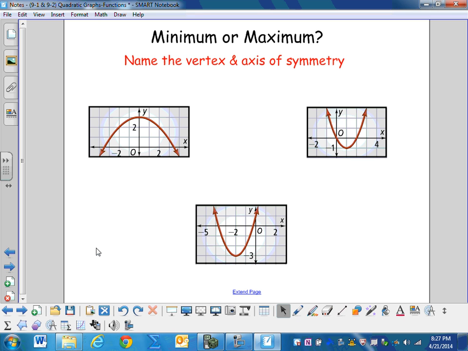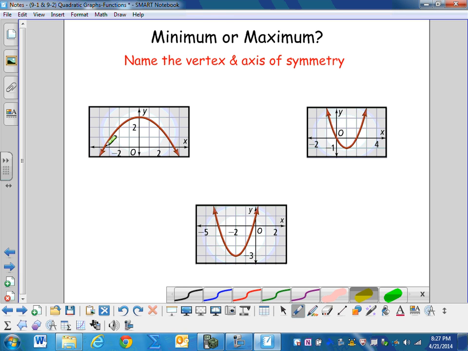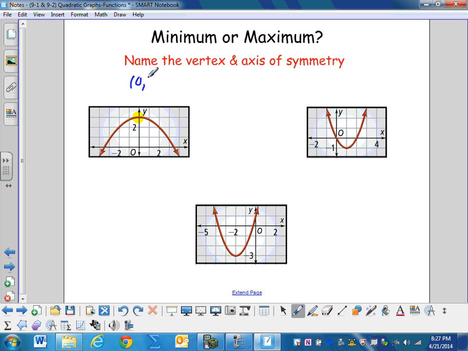So here we have three examples. We need to determine whether it's a minimum or a maximum. We're going to name the vertex and write the equation for the axis of symmetry. So in the first example, the graph rises to this point, 0, 3, and then falls. Since it's the highest point, it's a maximum.